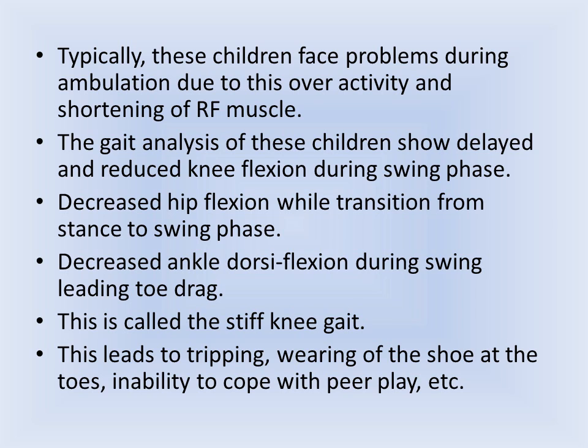Typically, these children face problems during ambulation due to overactivity of the rectus femoris muscle, while gait analysis of these children shows delayed or reduced knee flexion during the swing phase. There is decreased hip flexion during the transition from stance to swing and also from swing to initial stance. There is decreased ankle dorsiflexion during the swing, leading to toe drag, and these are the contributing factors for stiff knee gait. As the child cannot clear his toe, he is prone to falling while playing with peers, or to wearing out the shoe at the toes.